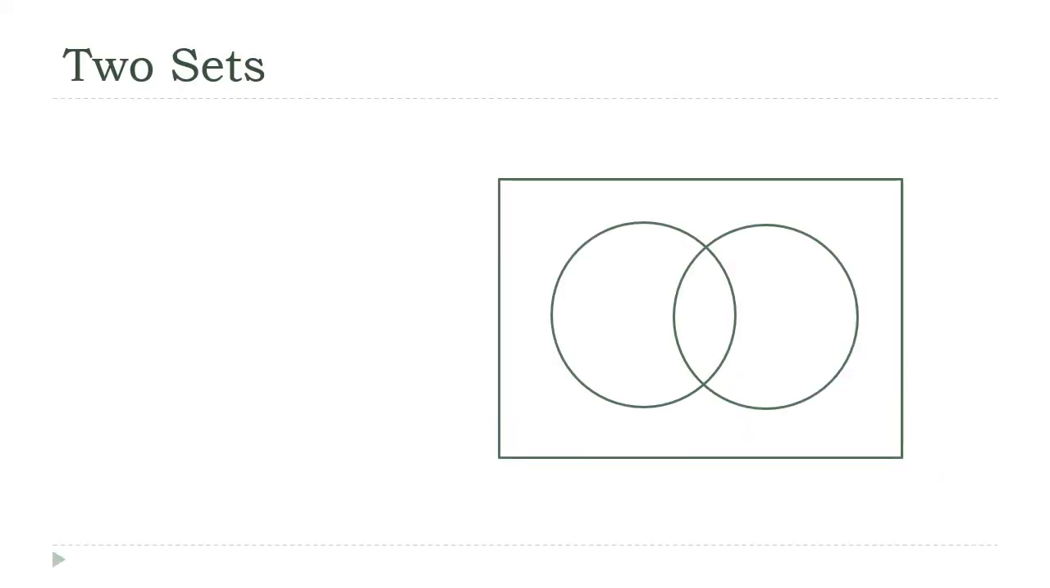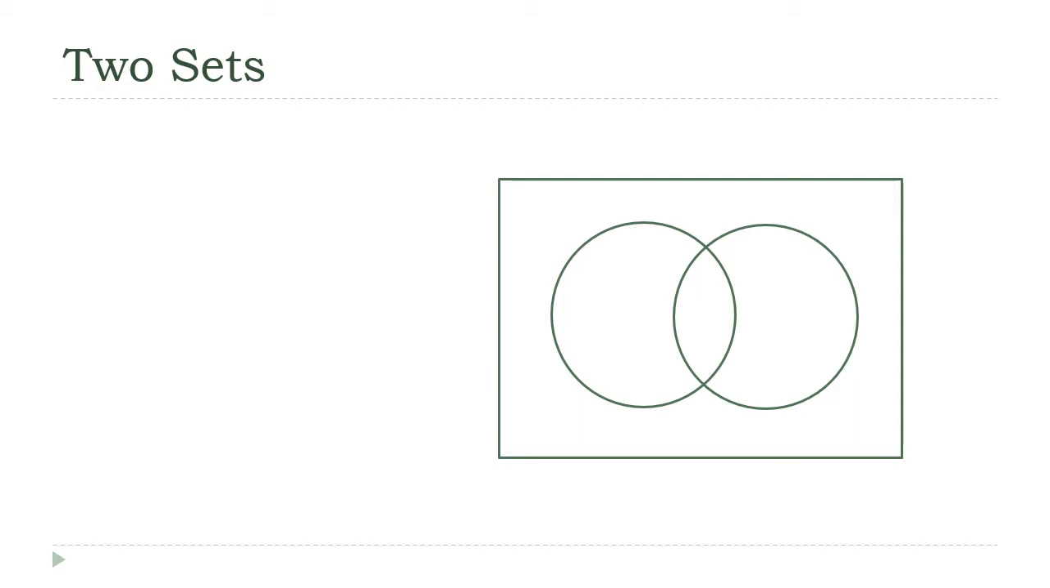So what I want to do now is start talking about a more visual kind of tool, a visual way of representing the relationship between two or more sets. And these have a name. They're called Venn diagrams, V-E-N-N, named after a mathematician. And the way we do this, we're going to start off talking about two sets.